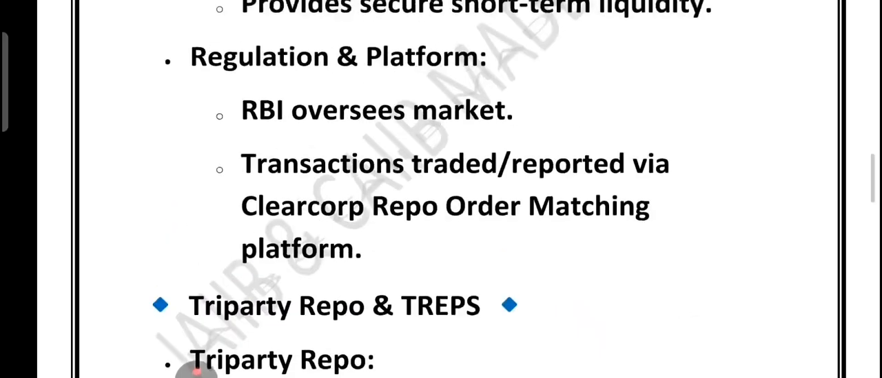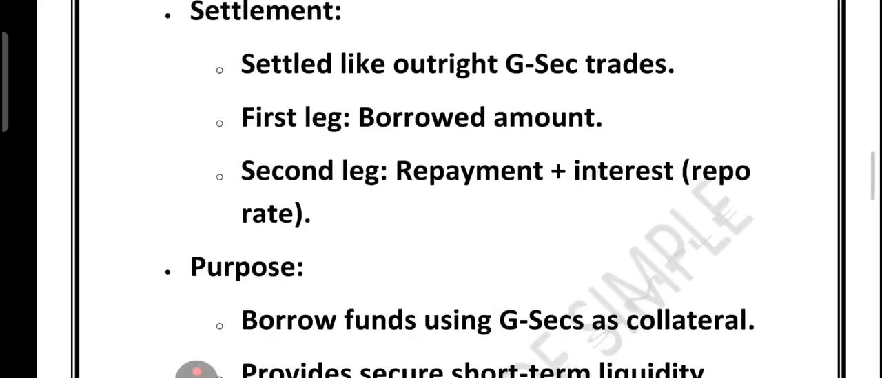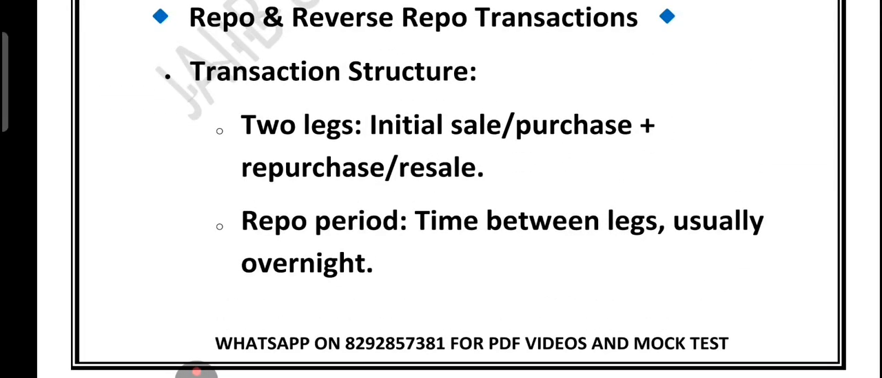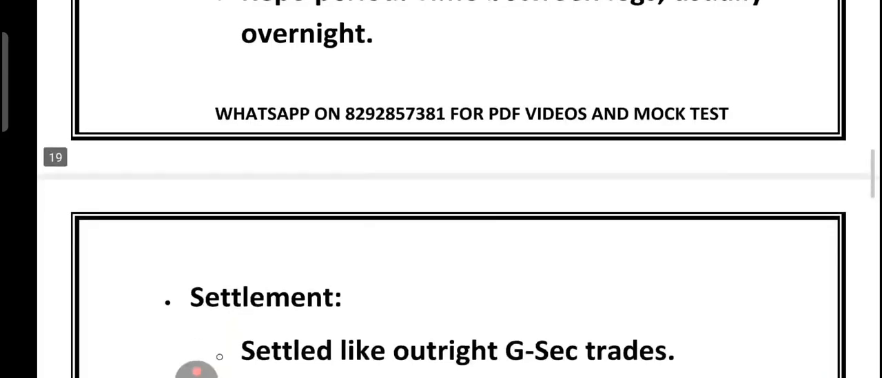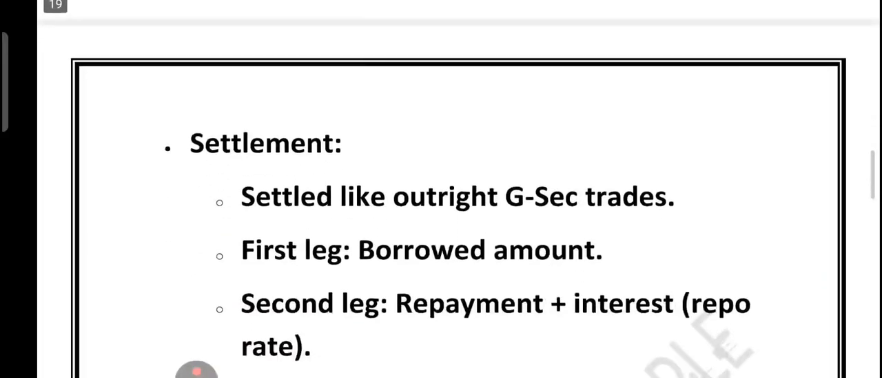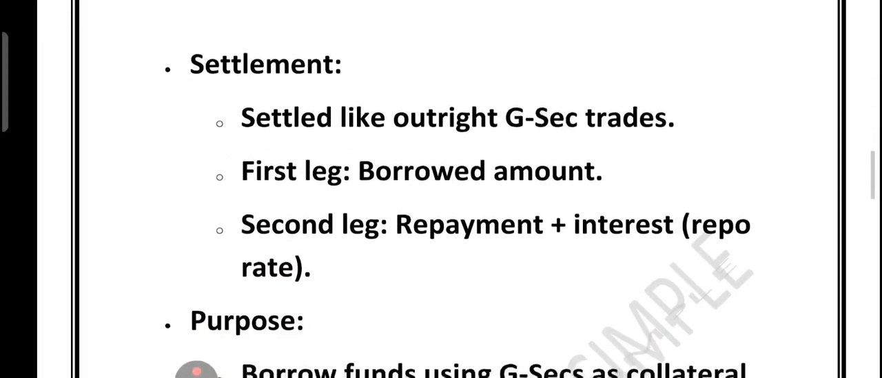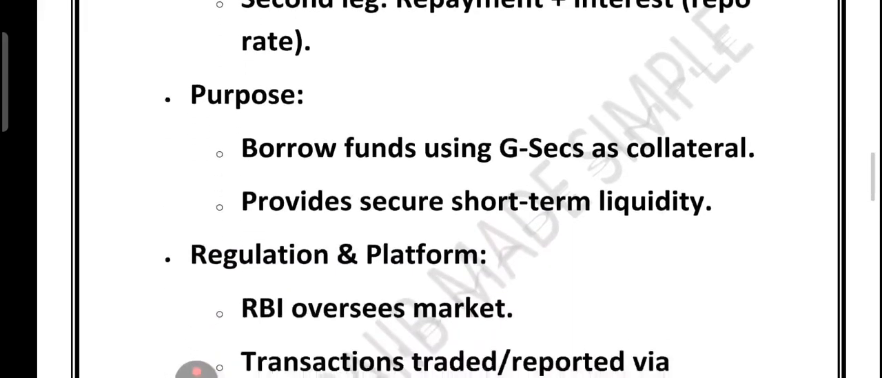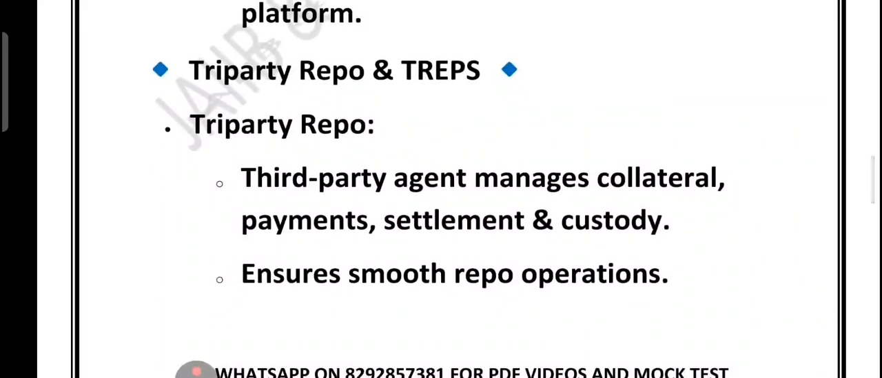So this is the point. Now let's quickly revise the key points which we have covered in these two slides. I told you about repo. There are two legs, right? Initial sale or purchase leg plus repurchase leg. Repo period is usually overnight. Settlement happens with principal plus repo interest, and the purpose is to secure short-term borrowing using government securities. The platform is CCIL Repo Order Matching, which is regulated by the RBI. The name is Clear Corp. Then let's talk about the TREPS.